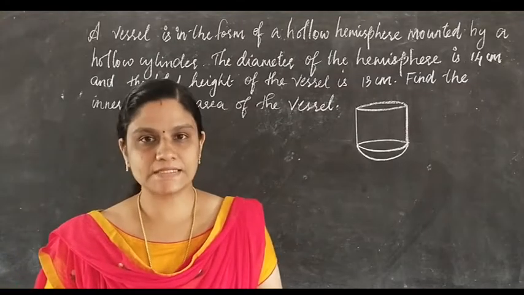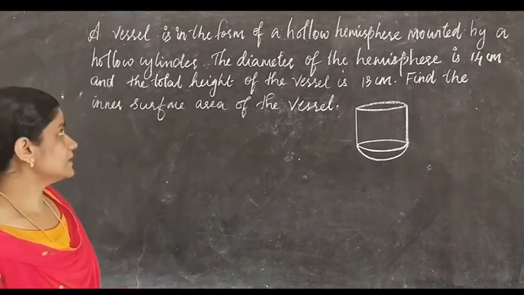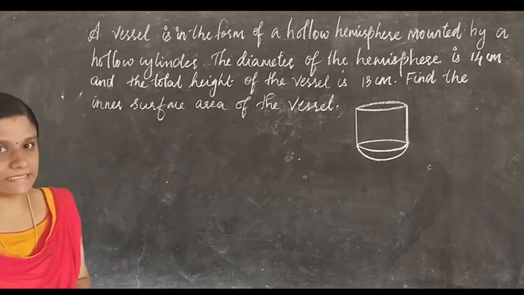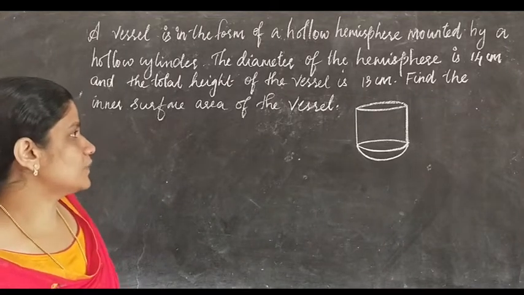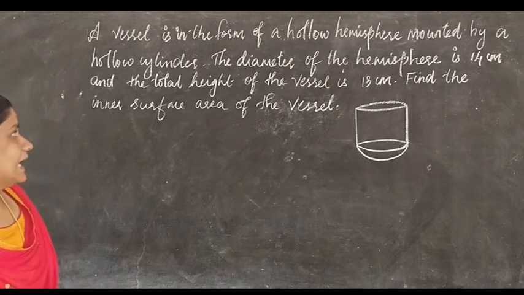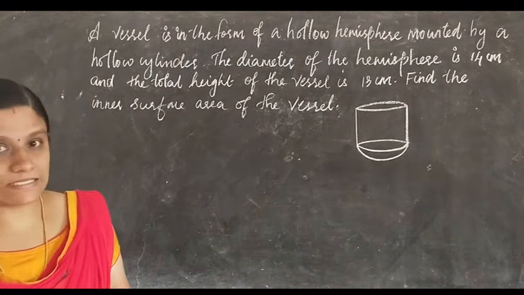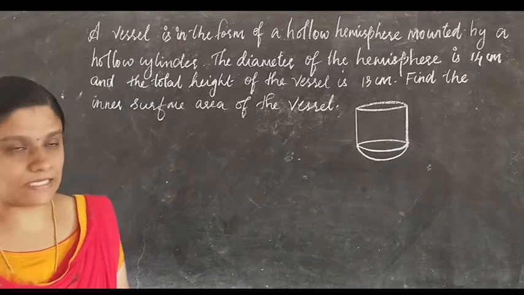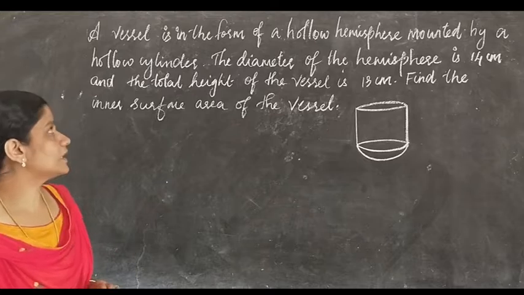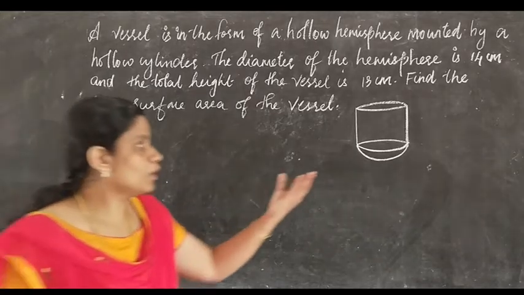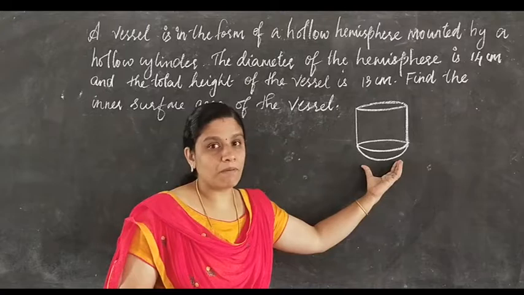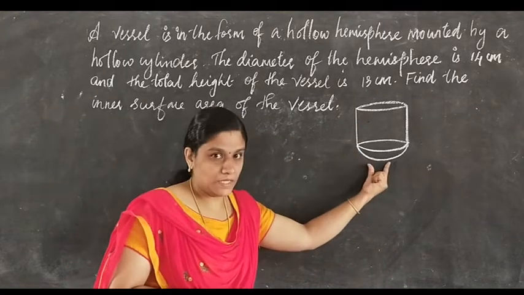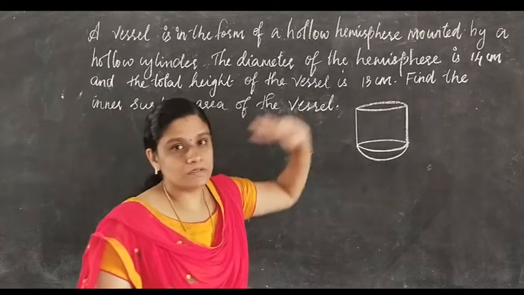Moving to the next question. A vessel is in the form of a hollow hemisphere mounted by a hollow cylinder. The diameter of the hemisphere is 14 centimeter and the total height of the vessel is 13 centimeter. Find the inner surface area of the vessel. Here the question clearly says that the vessel is in the form of a hollow hemisphere mounted by a hollow cylinder.